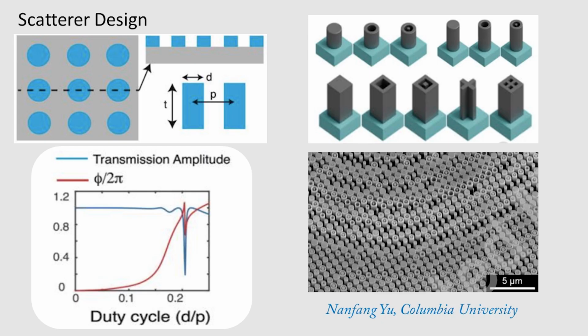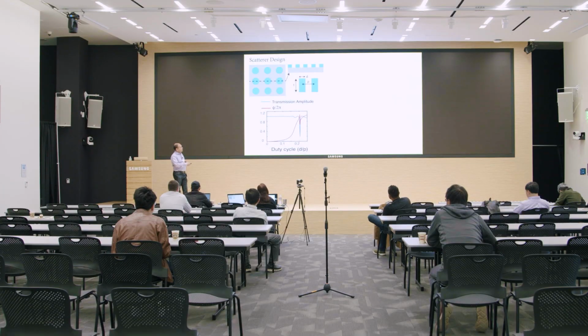Okay, and so you can see here that in this structure we have some thickness, some periodicity, and the diameter. For fixed thickness and fixed periodicity, by changing the diameter, which essentially boils down to changing the duty cycle, we can get the phase going from 0 to 2 pi with almost uniform transmission amplitude. Okay, so that's saying that by changing just the lateral dimensions, we can give any phase shift we want.